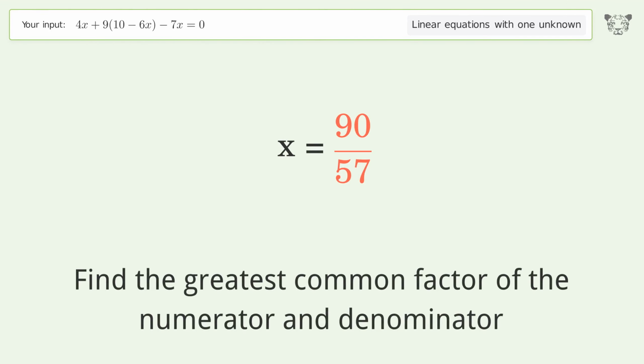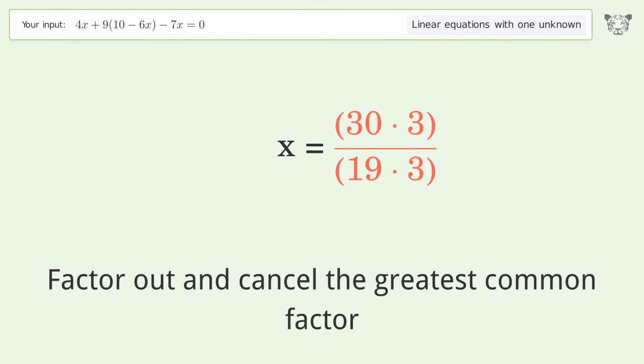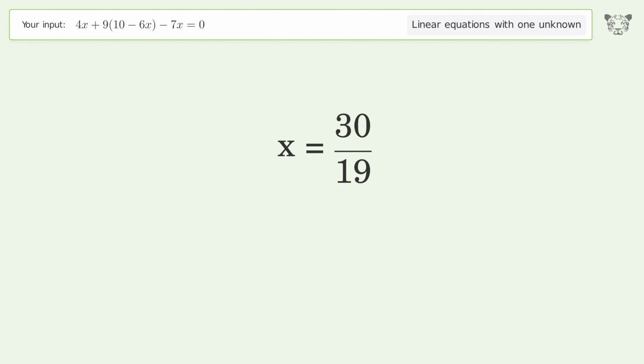Find the greatest common factor of the numerator and denominator. Factor out and cancel the greatest common factor. And so the final result is x equals 30/19.